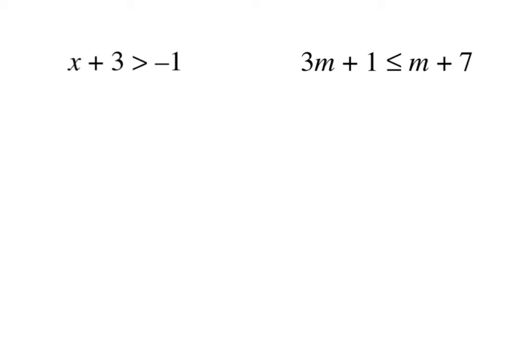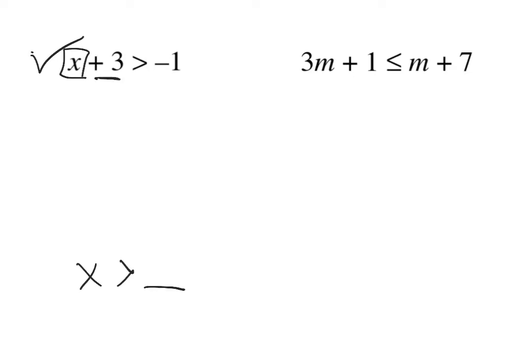Alrighty, so here is some help on solving inequalities. We're going to start off with this one right over here. Now, the whole goal is to get x by itself on one side compared to some number on the right side. The first thing you want to do is make sure that all x's are on one side, and it looks like x over here is all by itself.